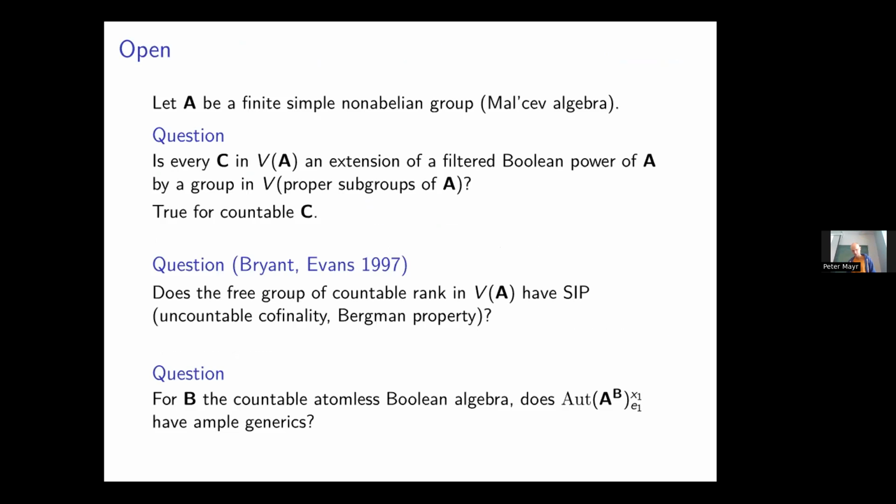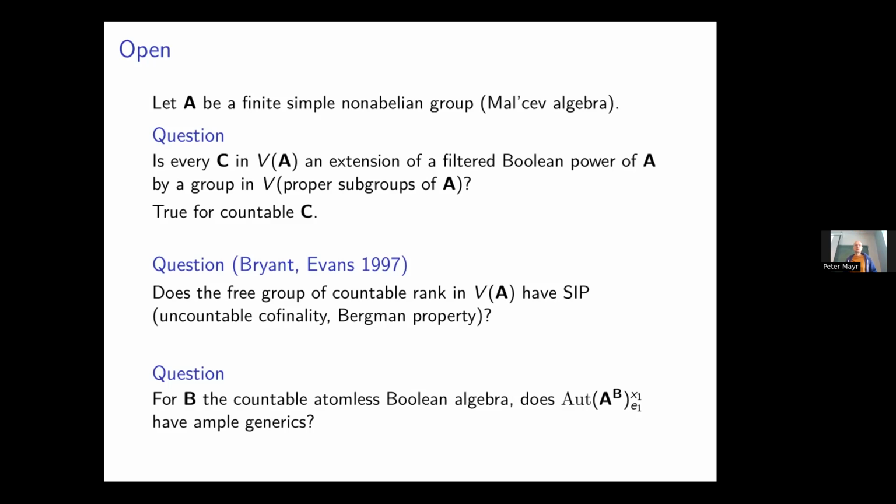So I'd like to leave you with some open questions that came out of this. Let A be a finite simple non-abelian Markov algebra, or just a group, if you want. Then the first question is: is every group in the variety generated by A an extension of the filtered Boolean power of A by some group that's in the variety generated by proper subgroups of A? We showed that this is true for the free group of countable rank in that variety, and hence it follows for all countable groups as well. But for larger cardinalities, we don't know.